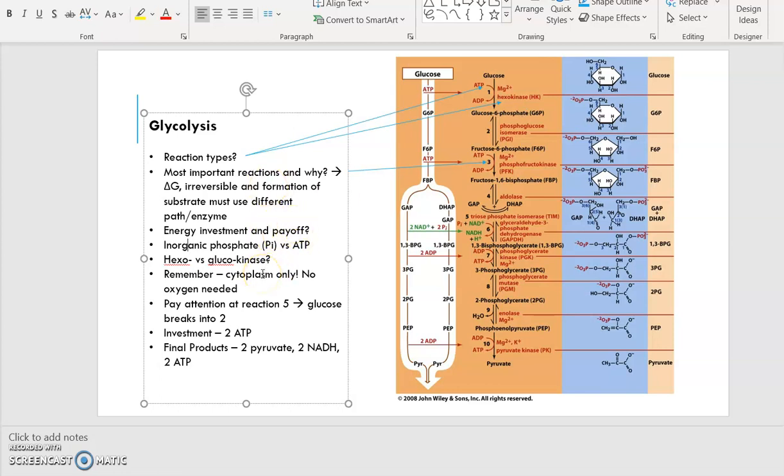You need to remember that this glycolysis reaction only happens in the cytoplasm, so no oxygen is needed. If this pyruvate needs to enter the mitochondria, there must be oxygen. Pay attention at reaction 5. Glucose breaks into 2, so you need 2 times 2 for everything that you get after this reaction. The investment is 2 ATP, but the final product is 4 ATP, and minus 2, we get 2 pyruvate and 2 NADH. So you will have 2 pyruvate here. You need to put 2 here.